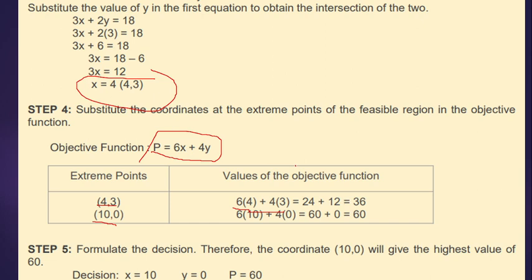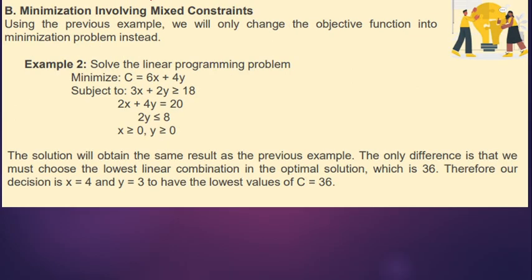So that means 10 and 0 yung sagot dun. Okay? Maximize. So ito yun. 10 and 0 obtained 60. Di ba? So yun, the decision: x equals 10, y equals 0, and P equals 60. Yan. Okay? Di ba? Makaprofit siya og 60.